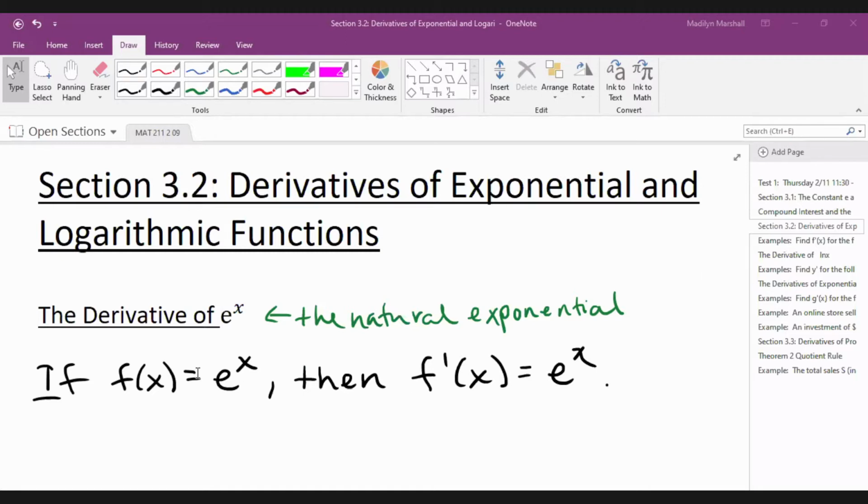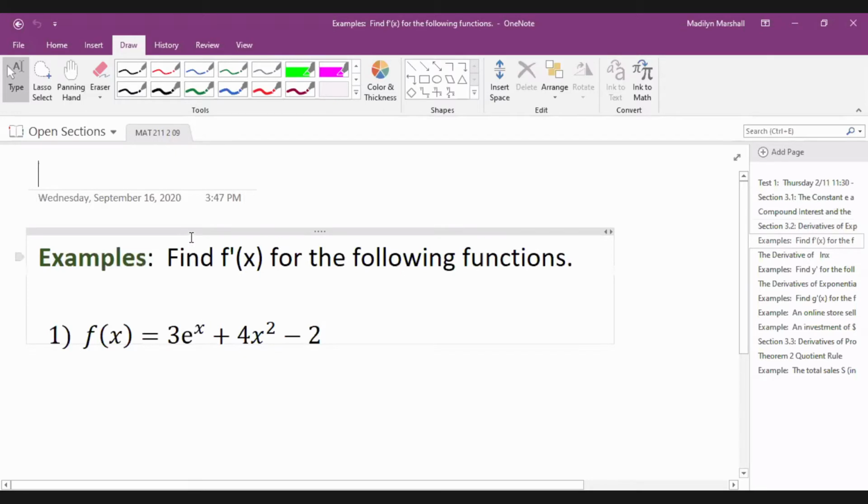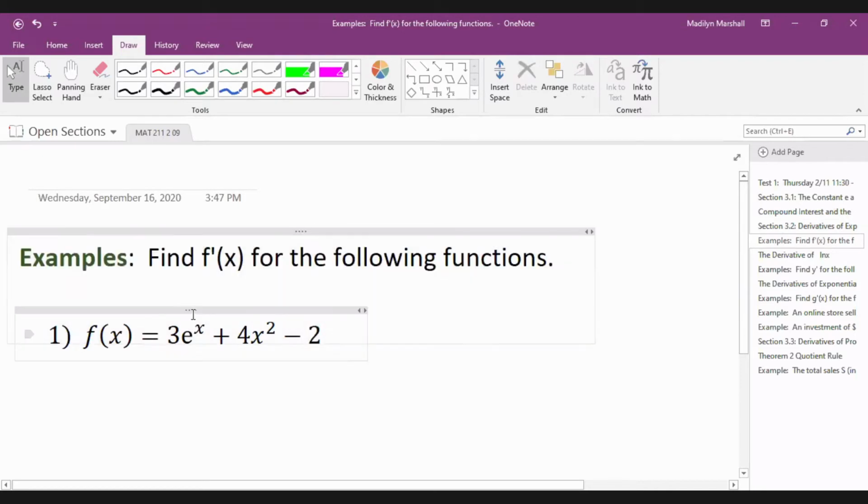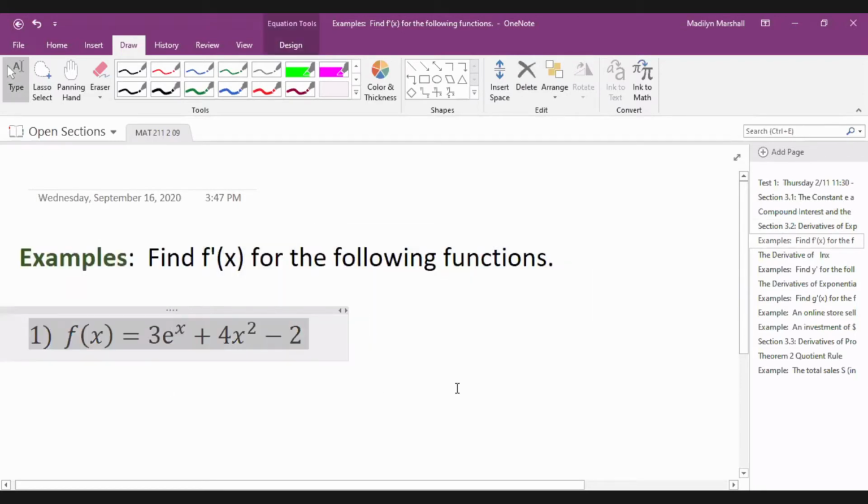So all of that was just to make this conclusion: if f of x is e to the x, then f prime of x is also e to the x. So nothing happens when we take the derivative. So let's look at a couple examples using this derivative, and make sure that if you didn't turn in that in-class activity quiz yet, do that.